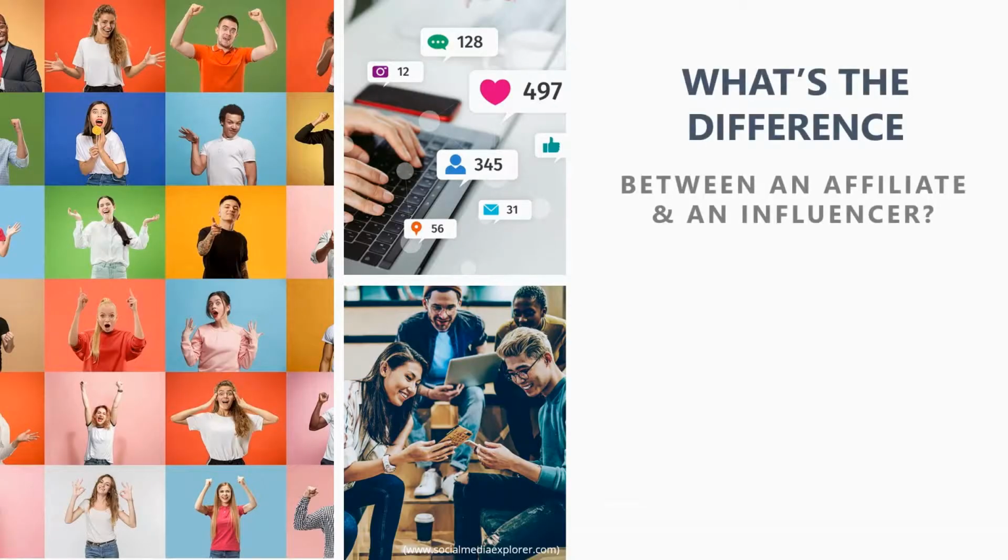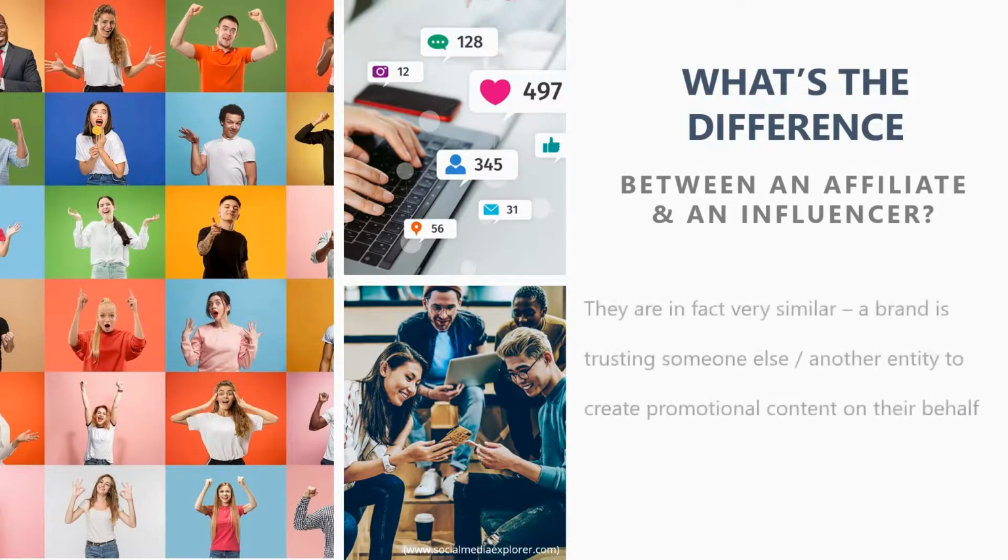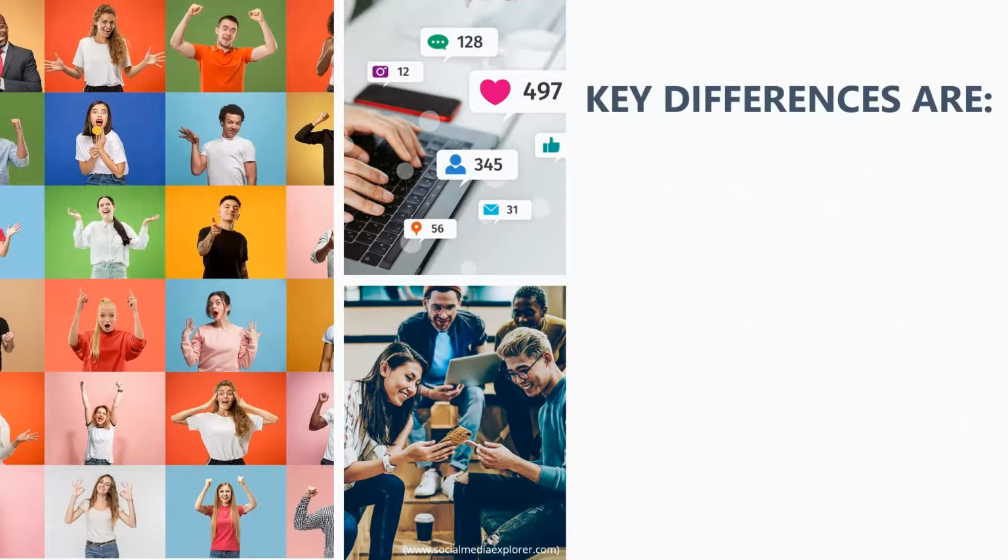You might be asking yourself, what's the difference between affiliate and influencer marketing? I know I did. It's hard to keep up with all these digital terms. The truth is that they are very similar. A brand is trusting someone else or another entity to create promotional content on their behalf. But there are some key differences.